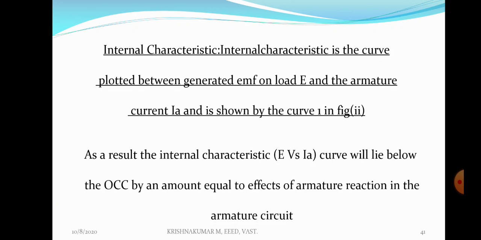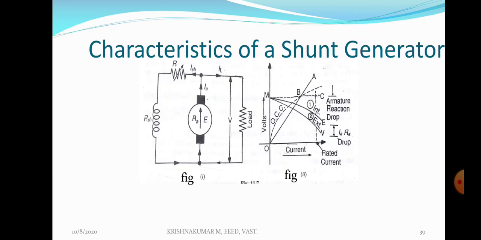What is the meaning of this sentence? So look at the last sentence. What does it mean? OCC is the dotted curve. Curve 1 is the internal characteristic. The OCC curve is the relation between E0 versus IF, and the internal characteristic is the curve between E versus IA. So the internal characteristic is just below the OCC, because OCC means E0 versus field current, and internal characteristic means E versus armature current.